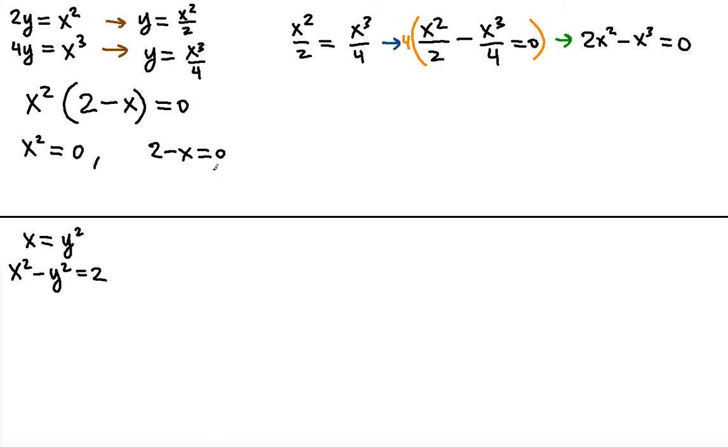So what we get here is x is equal to 0. Now x is equal to 2 if you add x on both sides. So the second x value is 2. That means the solutions are given as coordinates. So you found the x values and you need to also find the y values.